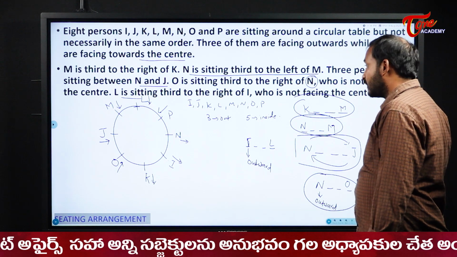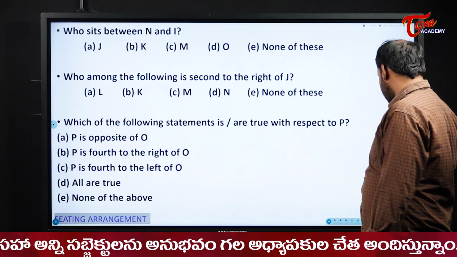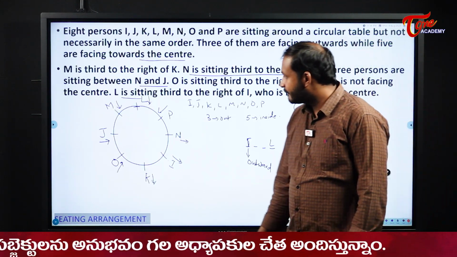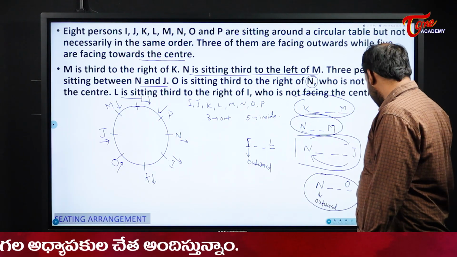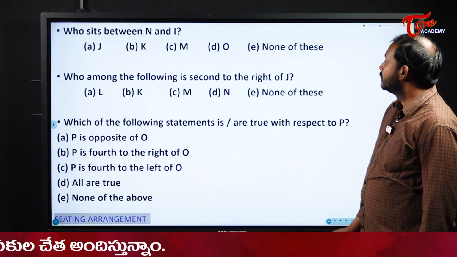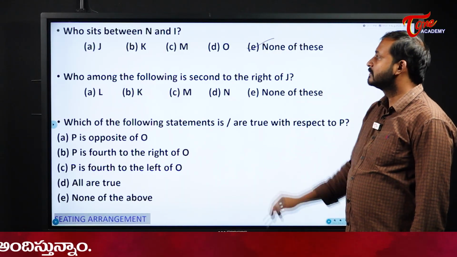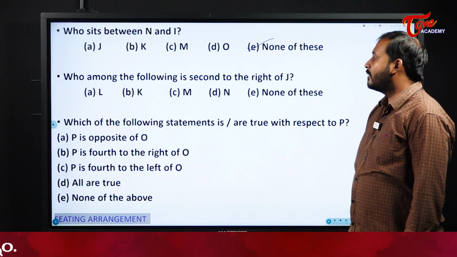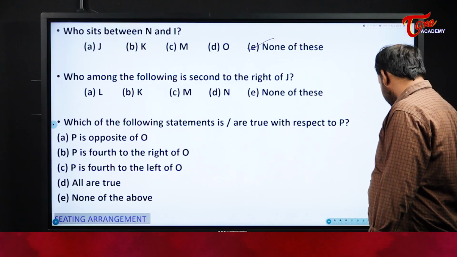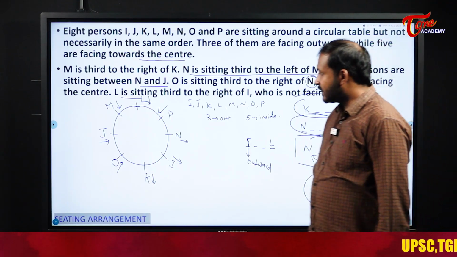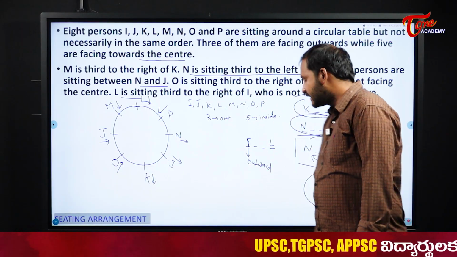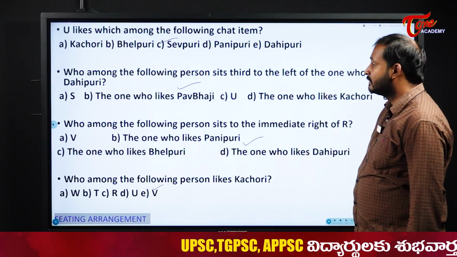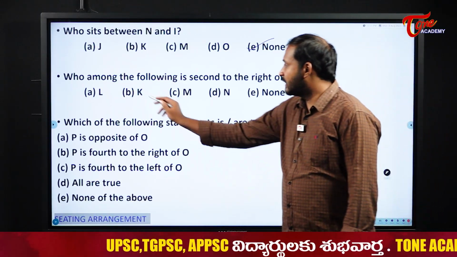Now we will try to solve the questions. Who sits between N and I? No person. There is no person sitting between N and I. None of these will be our answer. Who among the following is second to right of J? J is facing inward. Second to right of J means K. It is K for me.